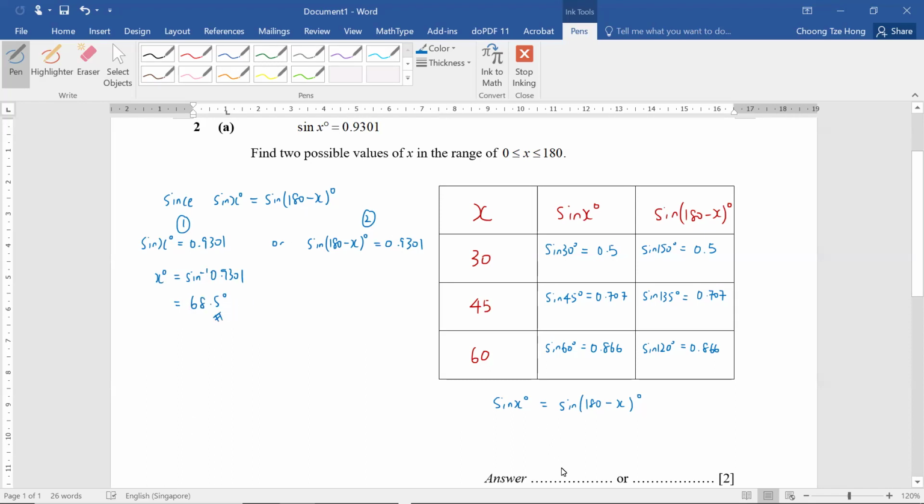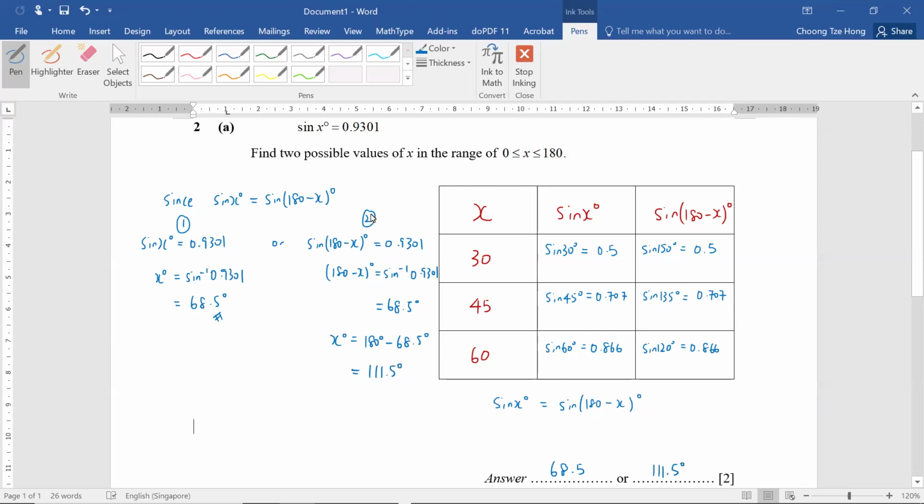So 68.5 will be one of the answers. Okay, over here, if you were to do sine inverse with your calculator, since you are sine inversing the same number 0.9301, you should get the same answer. So now 180 minus x degrees is also 68.5 degrees. Okay, so all we need to do is do some simple manipulation. We should be able to calculate x. So if you do so, you will realize the x degrees will be 180 degrees minus 68.5 degrees. So that will give 111.5 degrees.